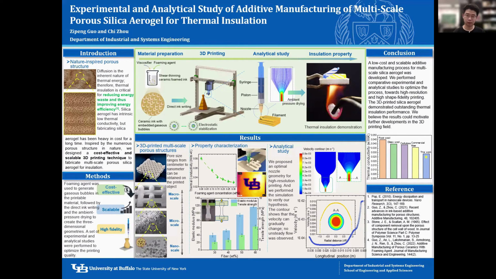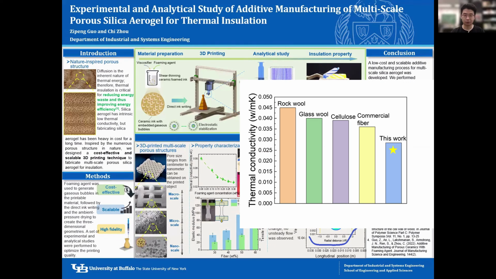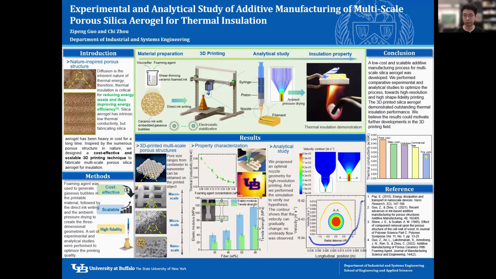To summarize, we demonstrated a low-cost and scalable additive manufacturing process for producing multi-porous networks, and compared to the commercial products, our printed silica aerogel has the best thermal insulation performance. We believe that these results could further motivate developments in the 3D printing field, and more importantly, in the future, we will expand this additive manufacturing process to larger scale and various materials.